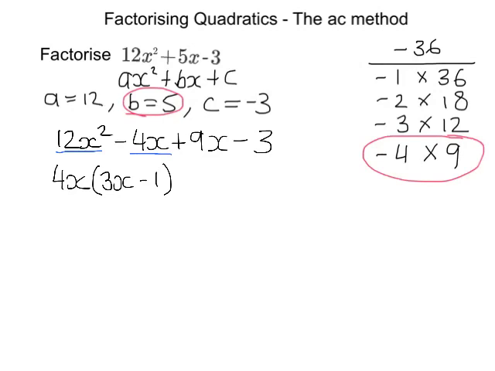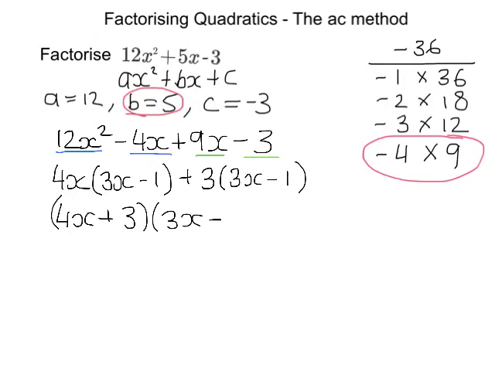And we're going to do exactly the same with our second 2 terms. We've got 9x and minus 3, and we can see we can take out a factor of plus 3 there, and we're going to be left with 3x minus 1 inside the bracket. So now we've got 4x lots of 3x minus 1 plus 3 lots of 3x minus 1. So we can rewrite this as 4x plus 3 lots of 3x minus 1. And now we've factorized that quadratic.